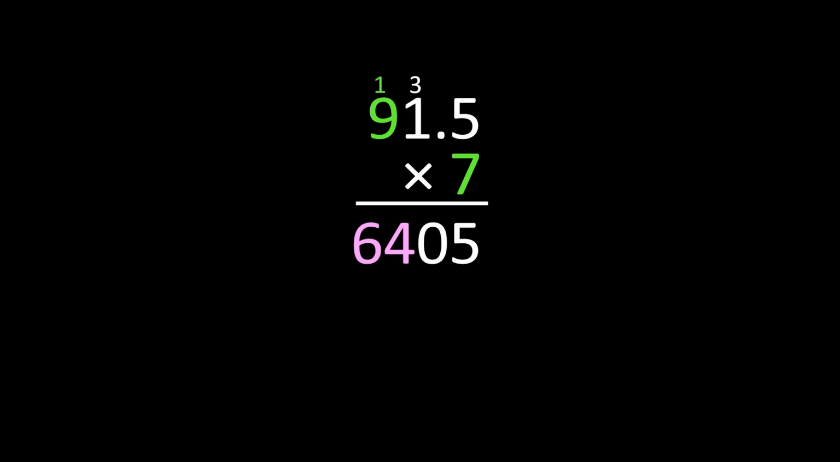So now it's time to worry about the decimal. To place the decimal, we count how many places are behind the decimal point in the problem. So we have one digit behind the decimal point in our problem, and we're going to move the decimal point in our answer that same number of digits. So we're going to move the decimal point over one place in our answer, so our decimal point's going to go here. So our product is 640 and 5/10.